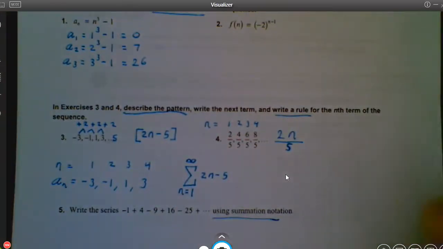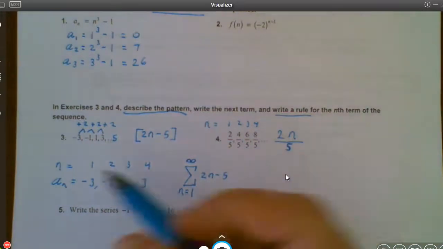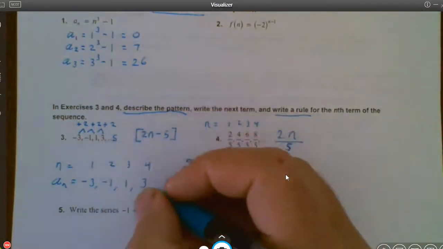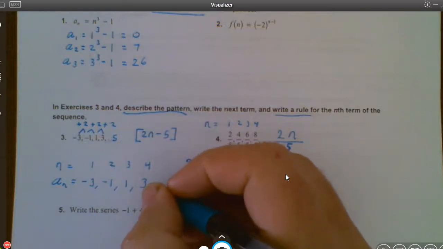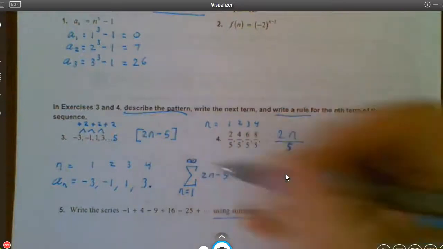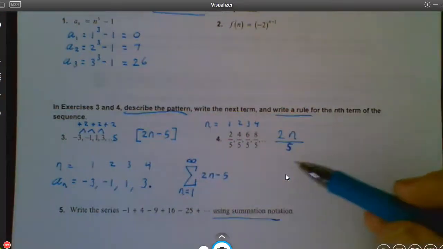For something like that, if there was a specific number of terms, like let's just say it ended. Let's just say there was no ... right? And there was only 4 terms. And so it looked like this. It was just, that's it. That's the end of it. There's only 4 terms. Then I would put a 4 right there instead. So let's do that with this one.